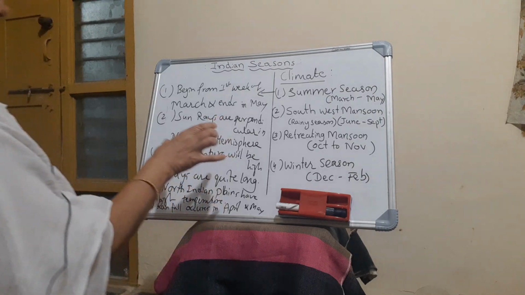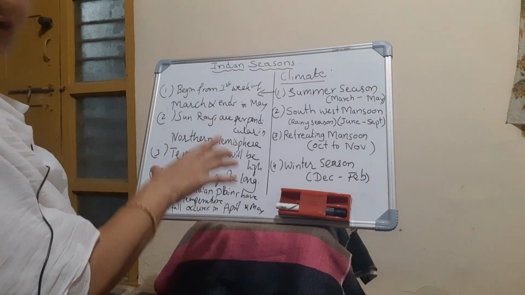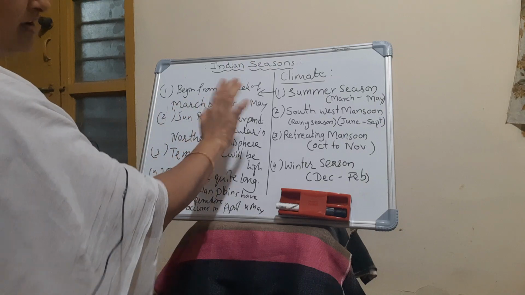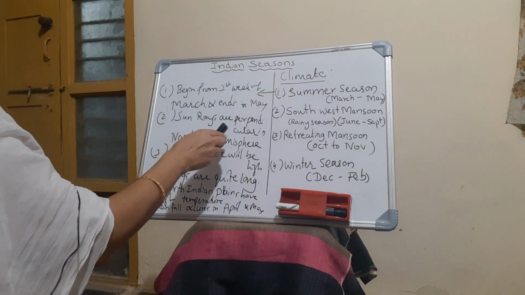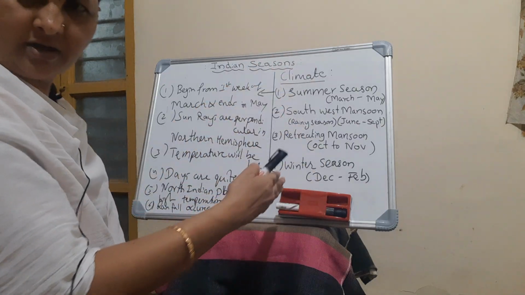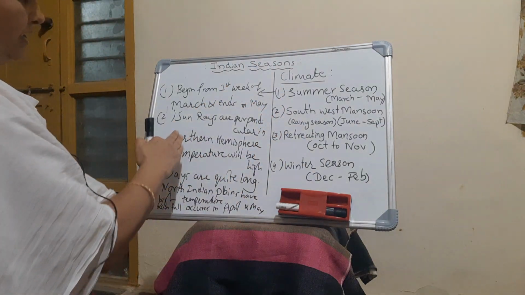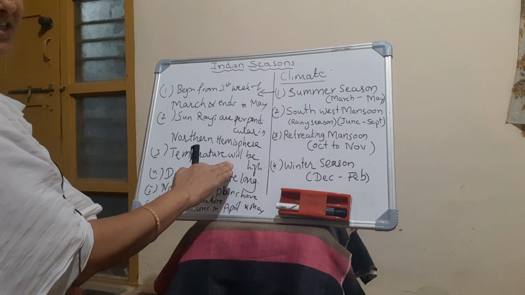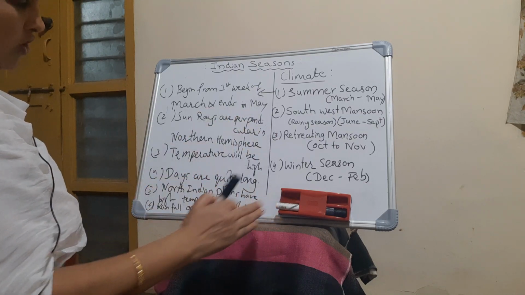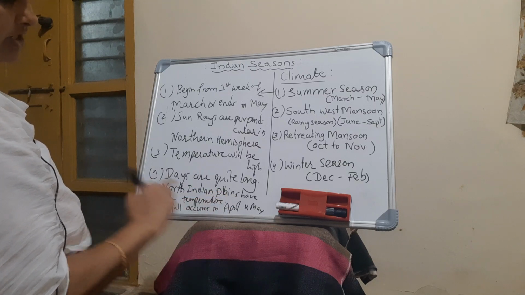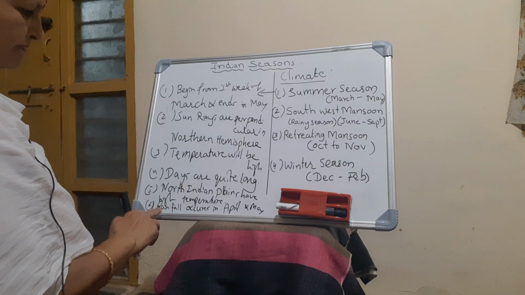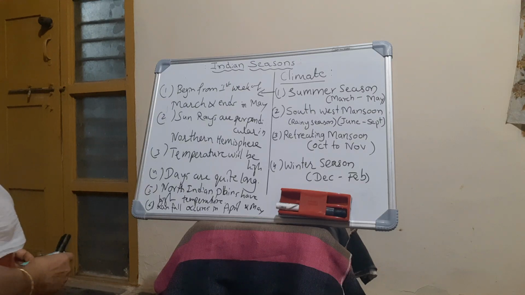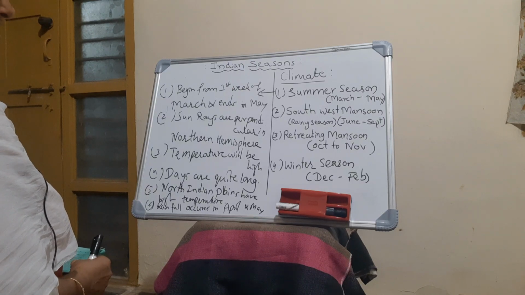So these are the main points to remember about the summer season. It begins from the first week of March and ends in May. Sun rays are perpendicular, and perpendicular means straight. Third, temperature will be high during that time. Days are quite long. North Indian plains have very high temperature. Rainfall occurs in April and May. These are the important points about the summer season.